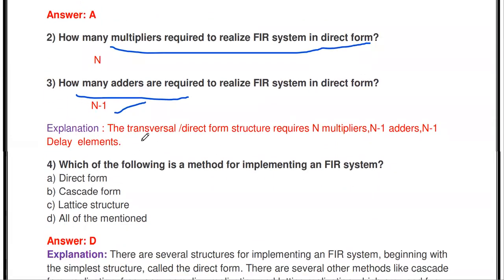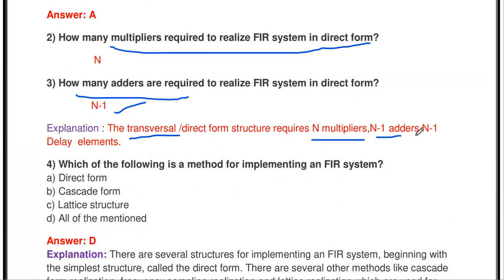Remember the transversal or direct form. The other name of the direct form structure of the FIR system is transversal. The transversal or direct form structure requires n multipliers, n minus 1 adders, as well as n minus 1 delay elements. Delay element means Z inverse block. The elements used to realize the FIR system are the multiplier, the adder, and the delay block.